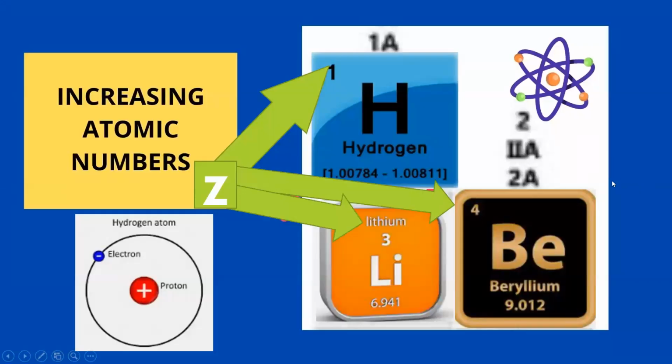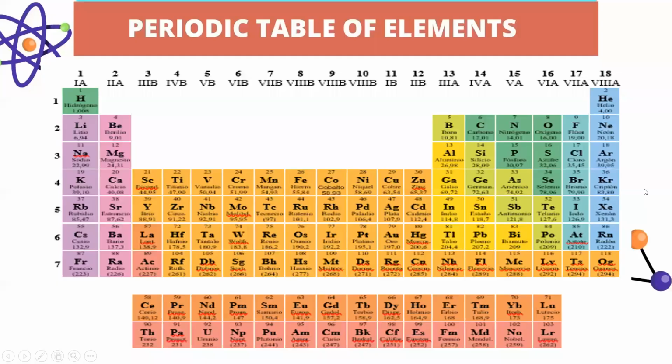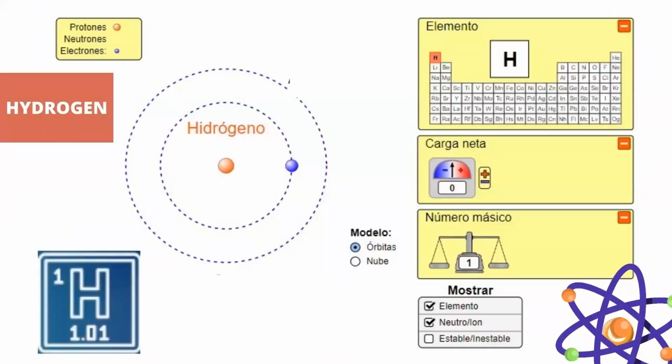The periodic table is ordered in increasing order of its atomic number, as can be seen in the image. It is in increasing order, the arrangement of hydrogen, helium, lithium, beryllium. As can be seen in the periodic table, the elements are in ascending order. Hydrogen has atomic number 1. It will have a proton, therefore it will also have an electron. That is, every element is electrically neutral.